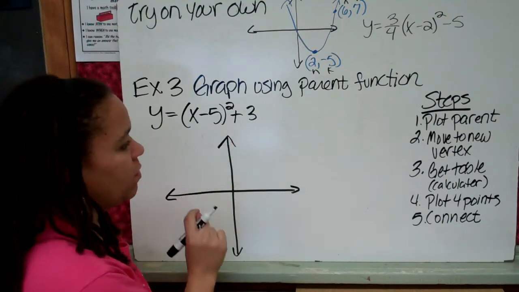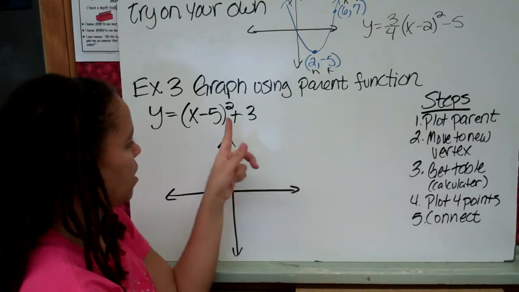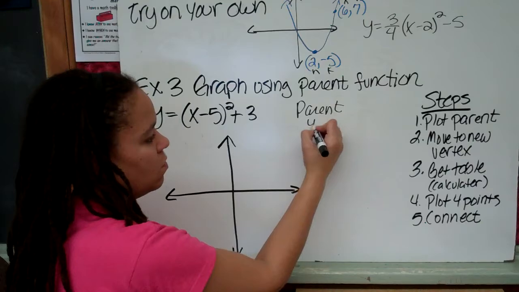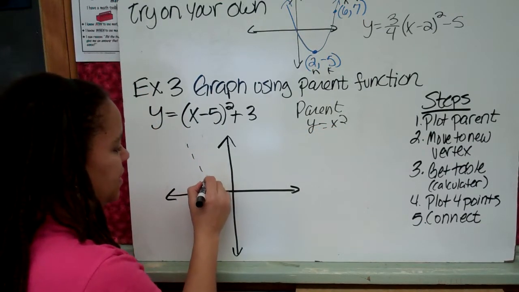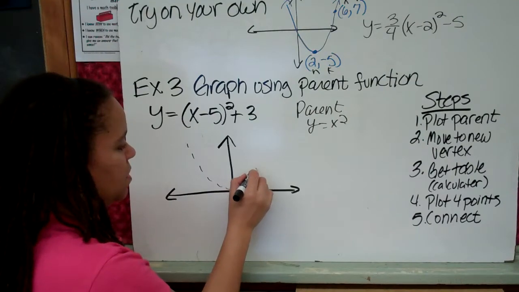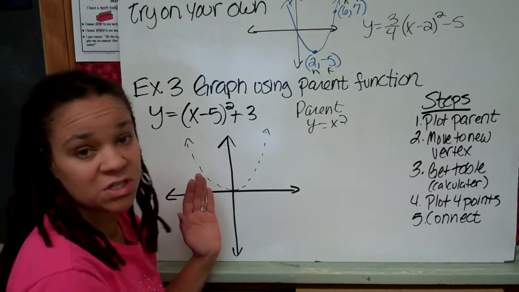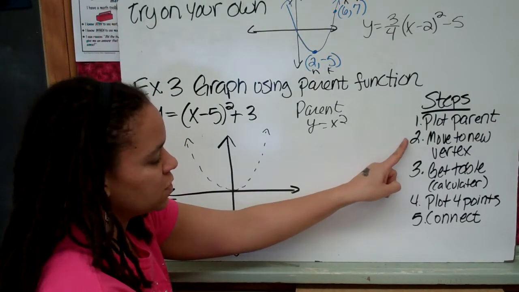So here's the equation that we want to graph. Here are the steps. First, we need to plot the parent. Well, it's a squared, so the parent, we know what the parent is, y equals x squared. So let's plot that with like a dashed line. Because this is not really the equation we're graphing. This is just going to help us graph it. So we plot the parent, and let's move to the new vertex.